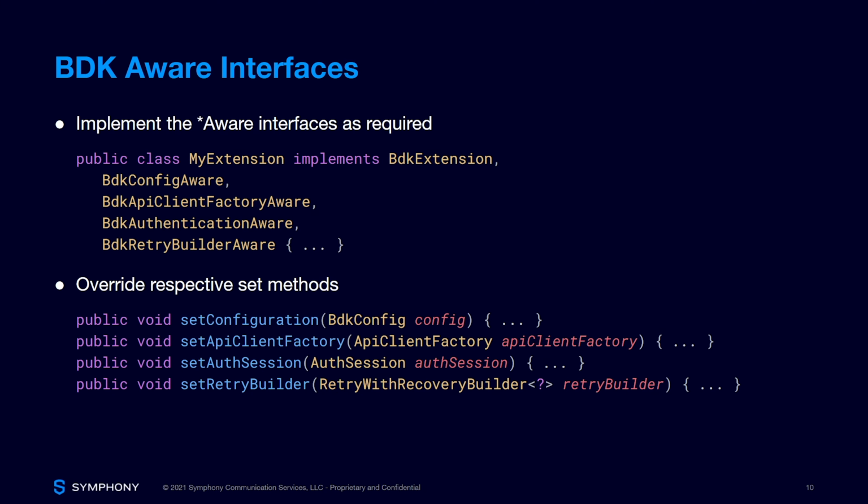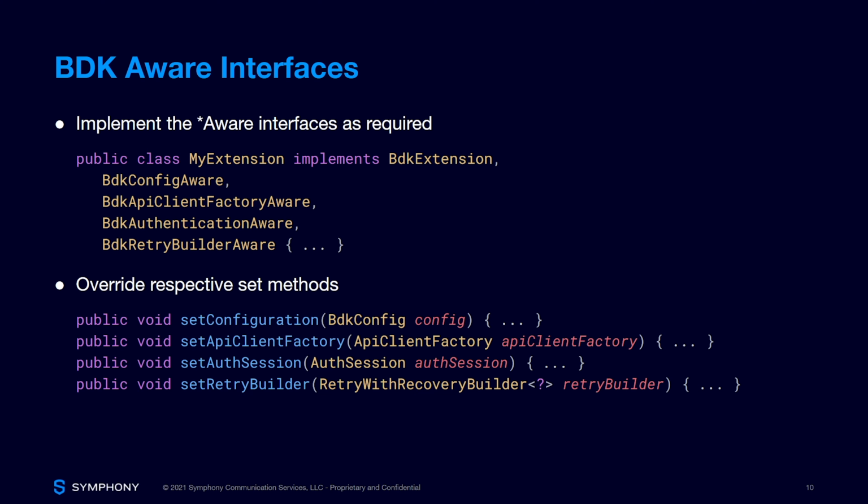So our extension-enabled bot is now fully wired up. But how does the extension actually make use of BDK components? This is where the BDK aware interfaces come in. We discussed the need to implement BDK extension as well as BDK extension service provider earlier. But there is a list of other interfaces included with an aware suffix that expose BDK components to an extension.